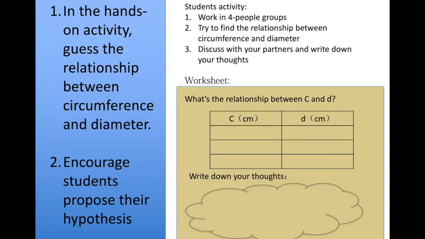Part 2. Explore the relationship. There are 3 learning activities in Part 2. In the first students' activity, students should work in groups of 4. They try to find the relationship between circumference and diameter, discuss with their partners, and also write down their thoughts. Every group should present their work to the whole class. Students will try different ways to guess the relationship and communicate with each other, and some of them will find the right direction.